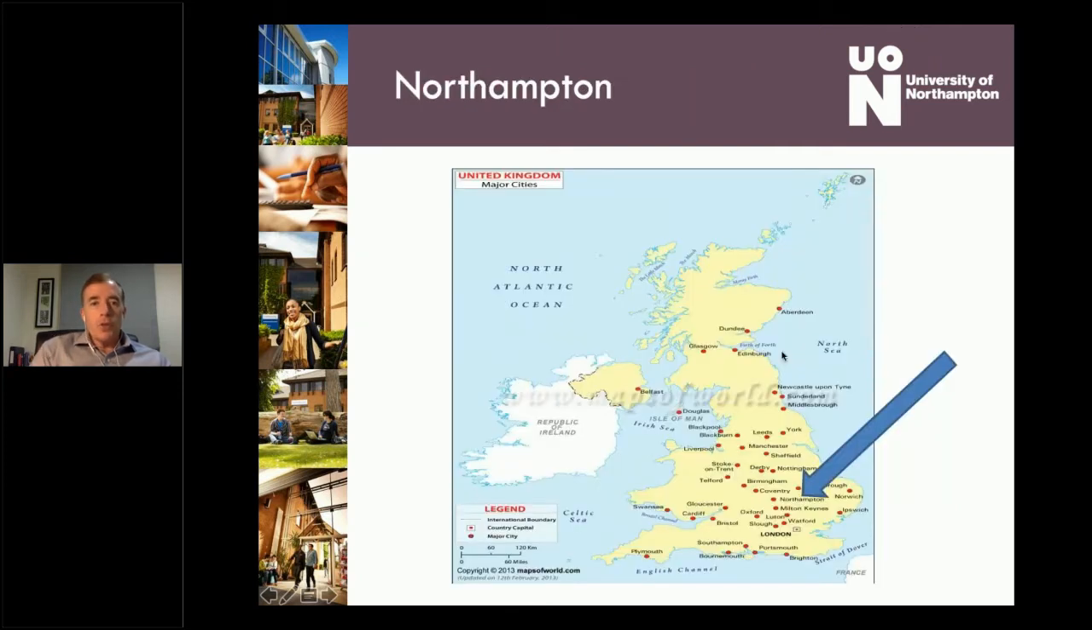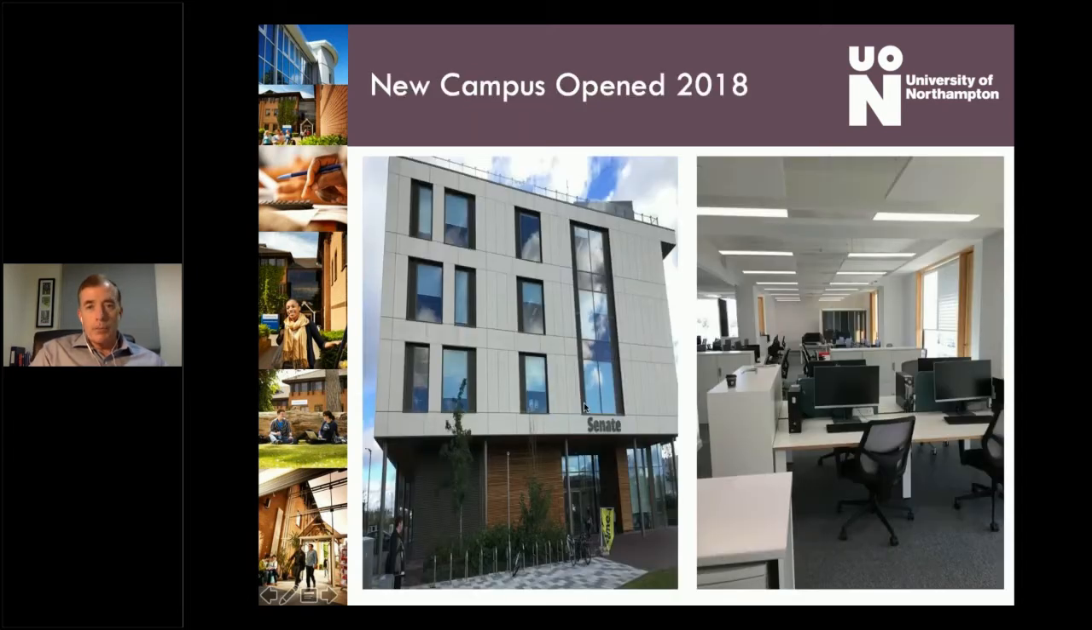I thought before I talk about the DBA program, just a few slides about Northampton and the university. Some of you may not even be aware of where Northampton is. So I've given you a big map of the UK here, and that arrow is pointing to Northampton. Northampton is an old historical town. It's about 100 miles north of London. It takes about an hour in the train to get there. And the town of Northampton is, of course, where you will find the University of Northampton.